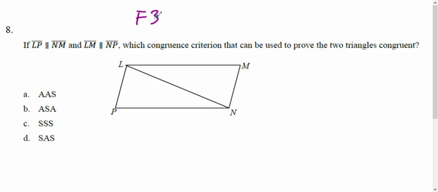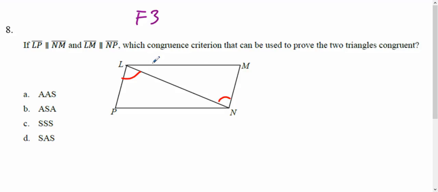Question from Framework 3. LP is parallel to NM. So if those lines are parallel, that means we have alternate interior angles. So if you use those two lines to draw a Z shape, we created two angles right there and right there. So those two angles are congruent.